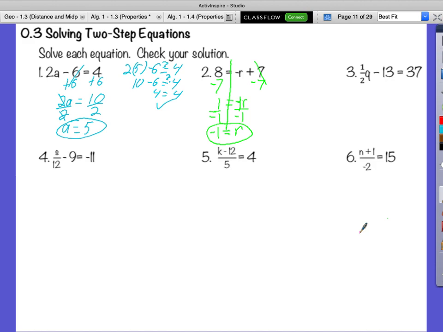I have a question real quick. So if this is over here, it's negative 13, and then minus 37, or would it just be 37? So what number do you need to move first? The 37. Where is the 37, with the q or away from the q? Away. So what number do you need to move it with the q? 13.